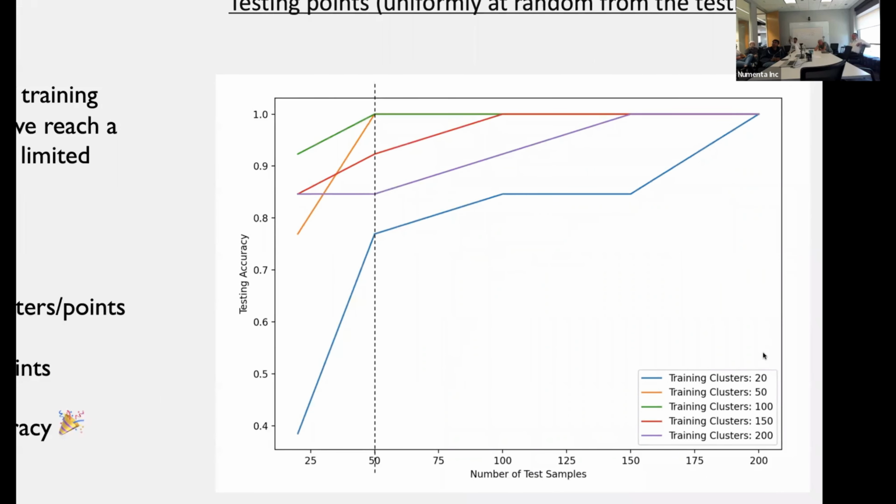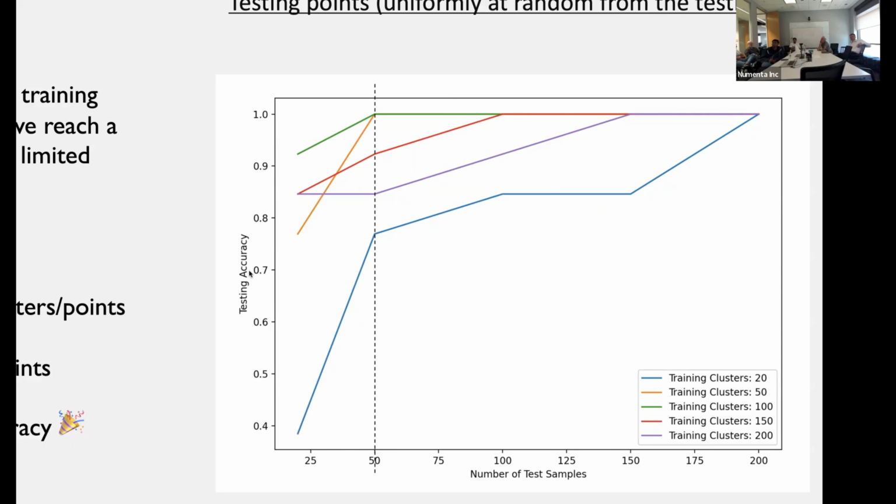All these different lines are color coded. They describe the same experiment run with a different number of training points or clusters: 20, 50, 100, 150, and 200. Why did it go down from 150 to 200? The 150 line is lower than the green line, the 100 line. Am I reading that right? Yes, correct. And the 200 line is lower than the 100 line. So why would it get worse? Yeah, that's the question here. Keep going.